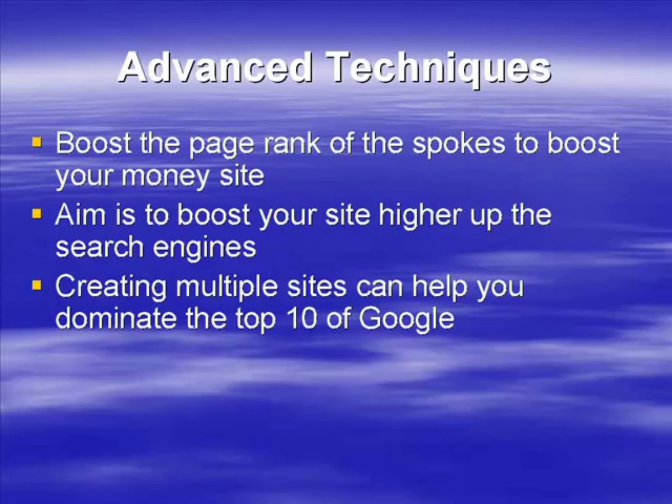Creating multiple sites, like we've talked about here, is going to help you to dominate the top 10 of Google, and that's going to give you massive, massive results. As I said, if you got 8 out of 10 results, that's an 80% chance of getting somebody through to your site. You have 8 times more chance of getting someone to click through to your website. So it's very, very powerful. So yeah, if you apply all this, these are the sorts of results you're going to get.